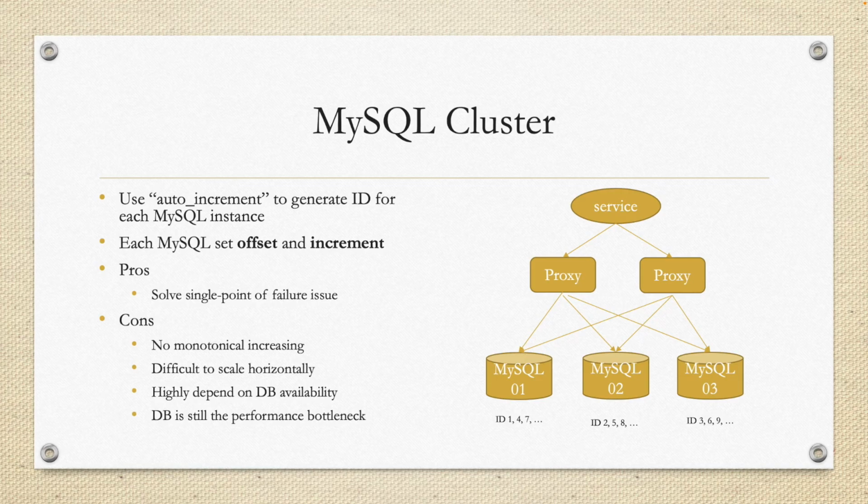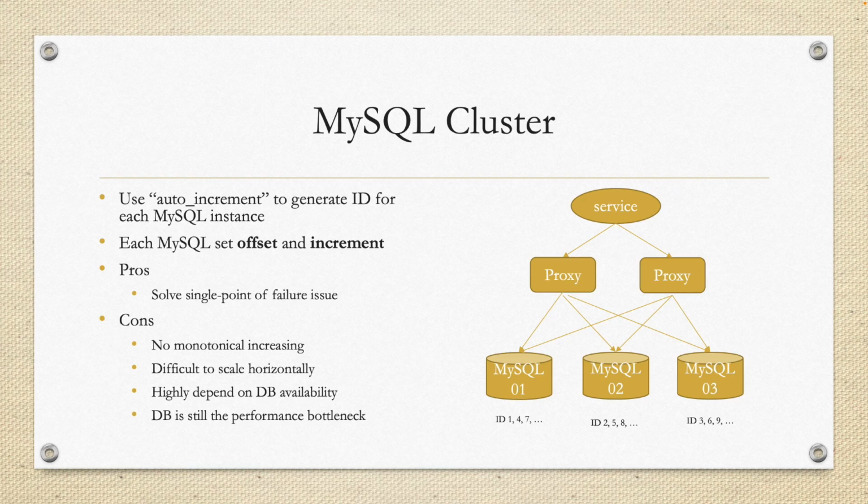If we want to scale this MySQL, we will use MySQL Cluster. For each MySQL, we set a different offset and increment. We can see on the right side of the picture, we have 3 MySQL instances, and the first MySQL will generate IDs 1, 4, 7, and the second MySQL generates IDs 2, 5, 8. Using this MySQL cluster solves the single point of failure issue, but it also has many cons. The ID is not monotonically increasing.